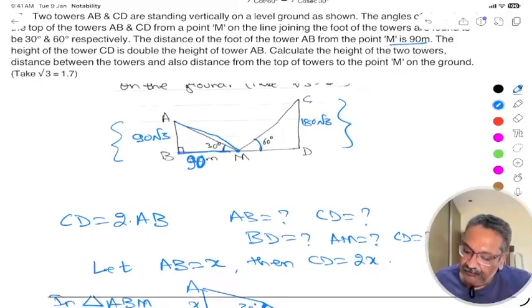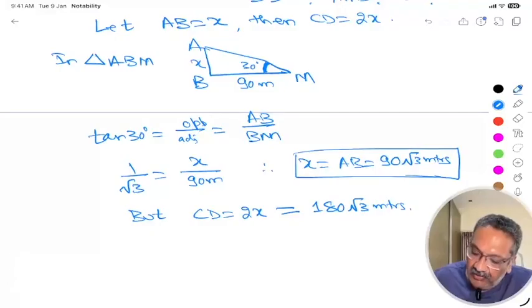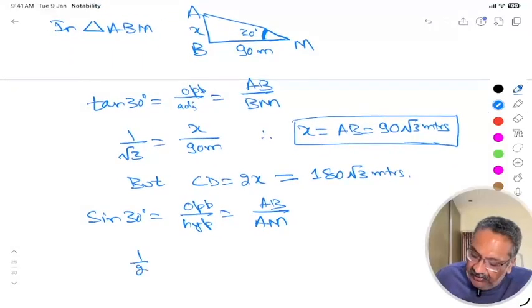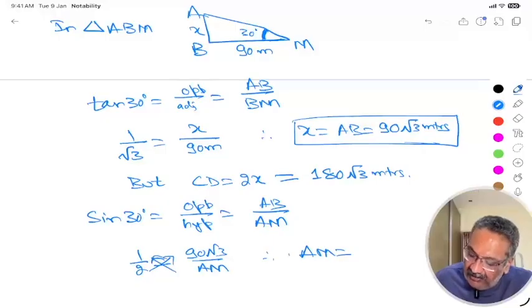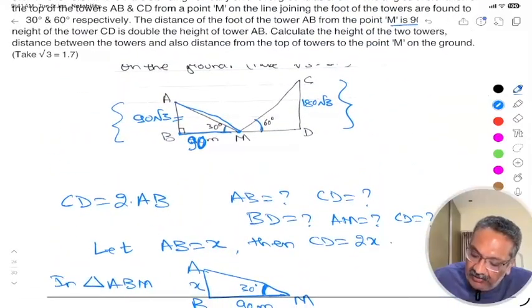All right. Now they also asked us to find AM. So let us take sin 30. Now sin of 30 degrees will be opposite by hypotenuse, which is equal to AB by AM. What is the value of sin 30? It is half. So 1 by 2 is equal to AB, which is 90 root 3, by AM. Therefore AM will be equal to, cross multiply, 90 into 2, 180 into root 3 meters. So AB is known, AM is known.